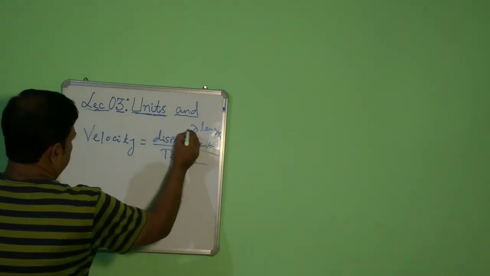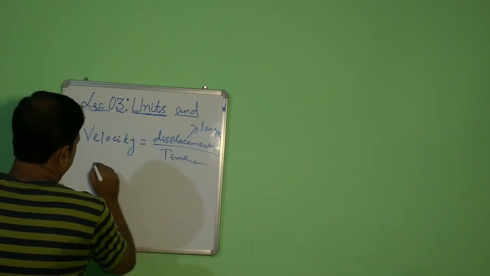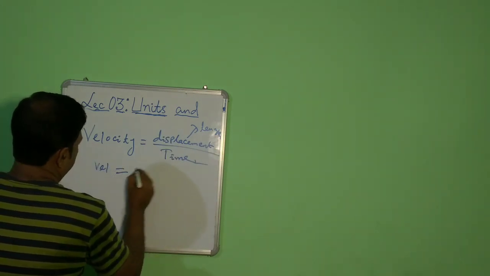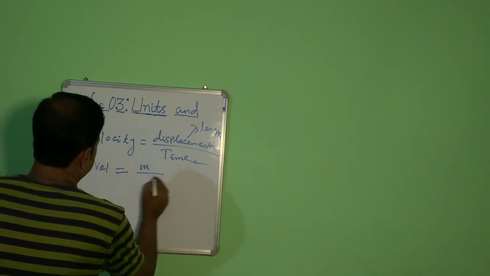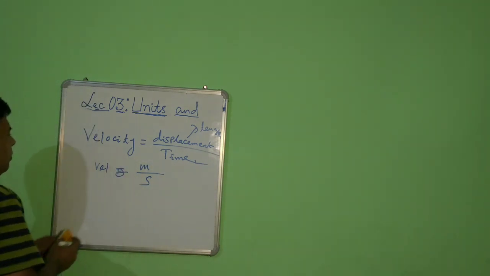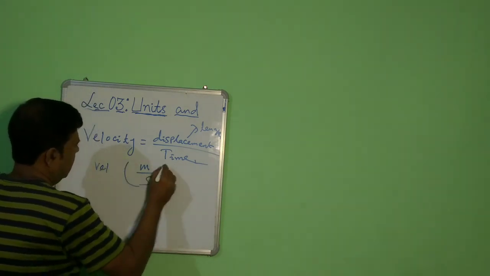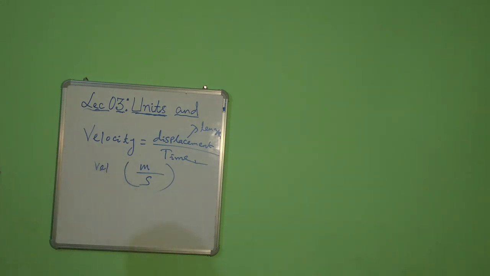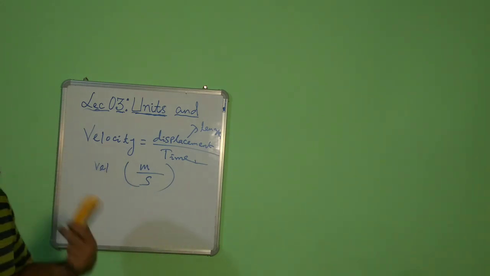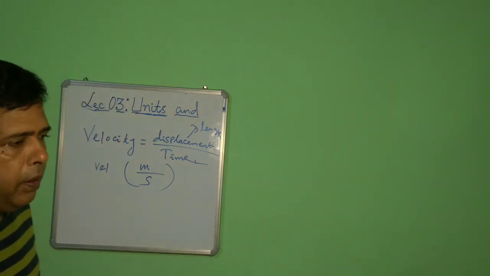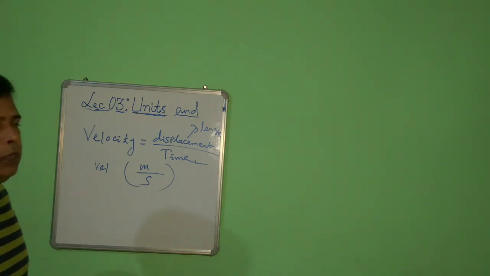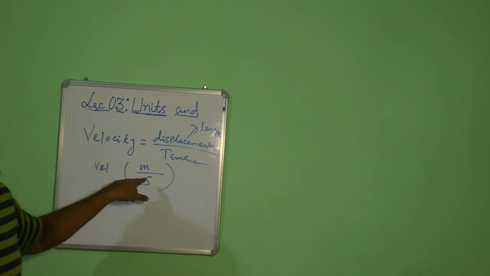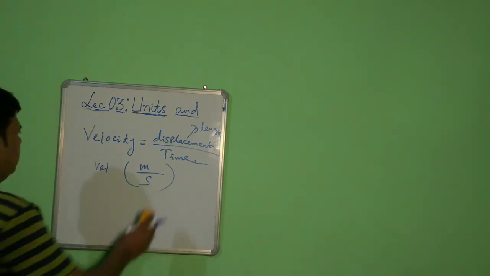In the SI system, the length unit is meter, and in the SI system the unit of time is second. So the unit of velocity in the SI system becomes meter per second, but it can be centimeter per second, it can be kilometer per hour, and even in the English system of units it can be miles per hour. But insofar as the SI system is concerned, the unit of velocity is meter per second.